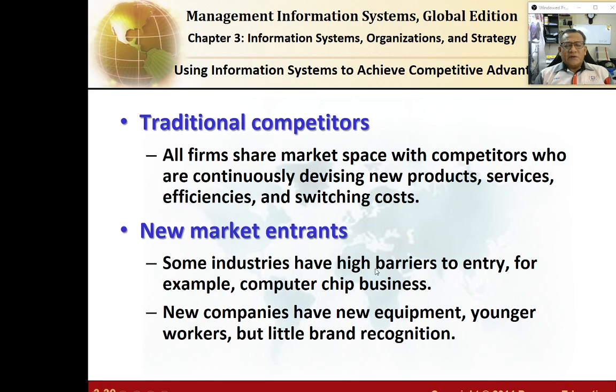Okay, this is what is being explained in that diagram. First, we have a traditional competitor. So traditional competitor is that all companies share market space with the other competitor. For example, Malaysia Airlines share about the same competitor with Thai Airlines and perhaps Singapore Airlines as a premium airline. They compete the same competitors or the same customer.